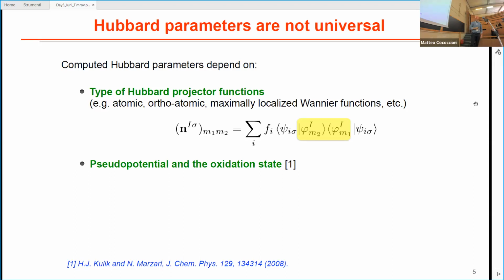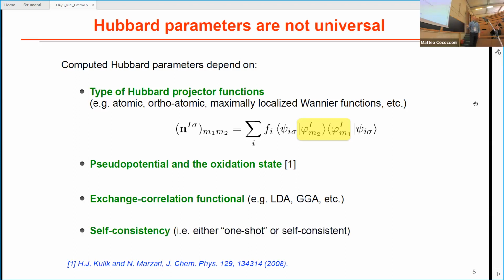The other factor is the pseudopotential and oxidation state. So if you use, let's say for iron, different pseudopotentials, you would need slightly different U parameter, even not slight. If you have semi-core states, the U parameter can change by 1 eV or more. Then the exchange correlation functional: depending on what you are doing, like LDA plus U or GGA plus U or meta-GGA plus U, you would need a different value of U. And then self-consistency, because there are, let's say, two ways how to compute Hubbard U. One is the one-shot, and another is self-consistent. I will explain at the end of my talk what it is doing.